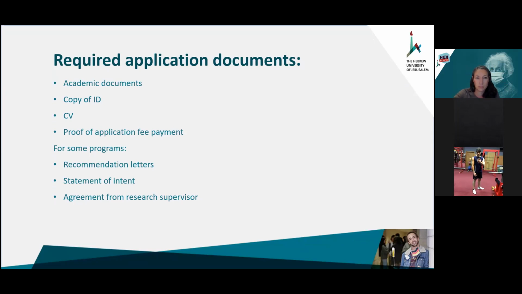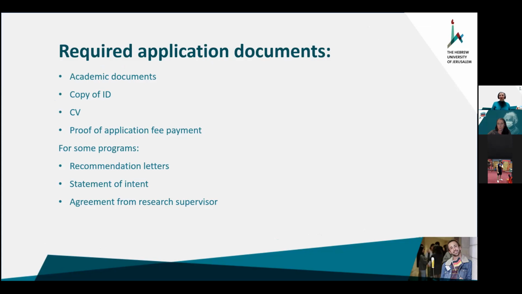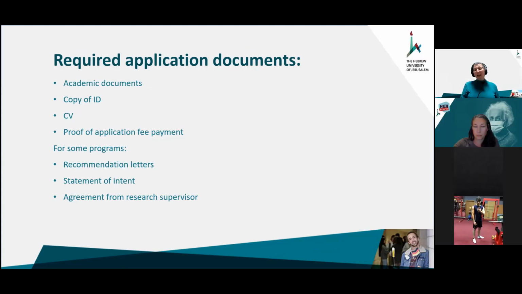Some programs will require additional documents such as recommendation letters, personal statements, and for most of the science programs, you need to have an agreement from a research supervisor before you can begin the program. So you have to upload it to the application. The best way to find the research supervisor is to access the website of the program, see the different areas of research, and start emailing the professors. If you're having difficulties with that, then you can contact the head of the program, which you can also find, of course, on the website of the department.